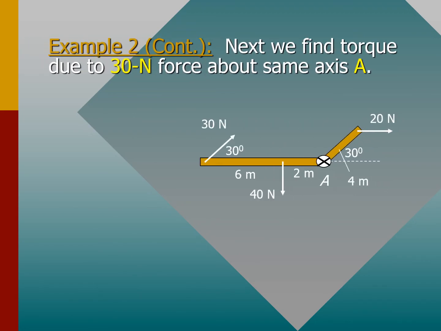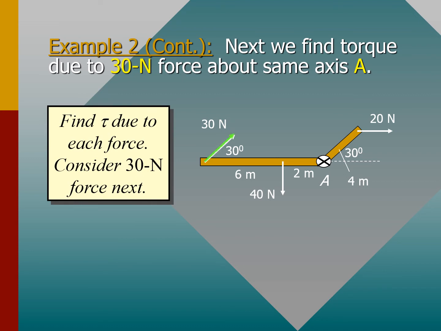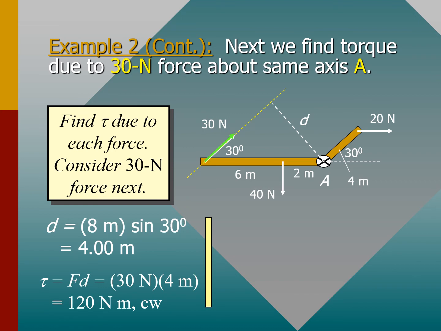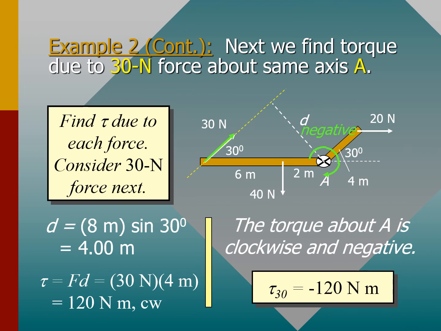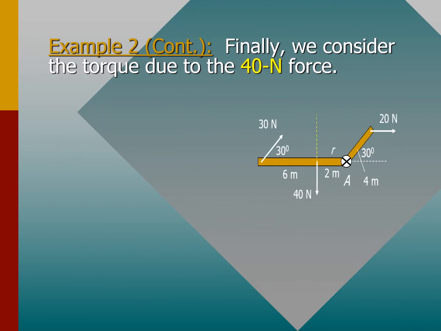Okay, then let's look at the 30 Newton force. Your D is going to be 8 meters times sine 30, which is 4 meters. And FD sine 30 is going to be 120 Newton meters clockwise. So that's also negative.